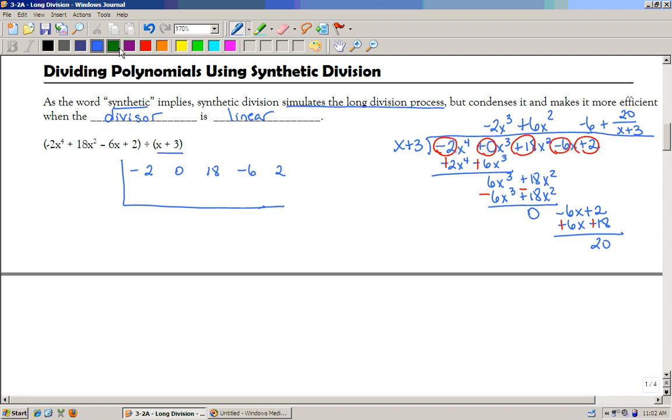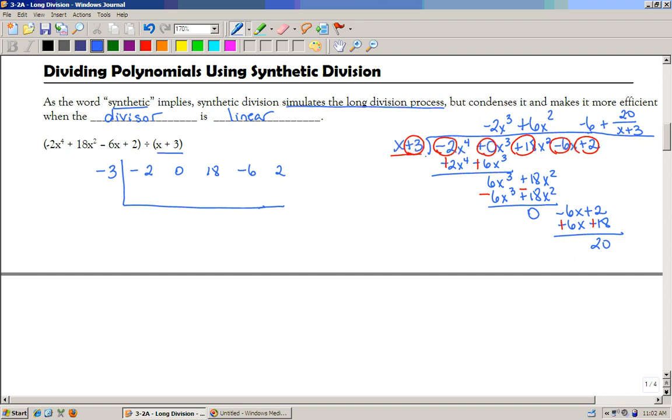Now at every single step of our long division problem, we had to keep changing the signs all the way through. We're going to take care of that in the first step. So you're dividing by x plus 3. We're going to eliminate the variable again, and then we're going to change the sign of your divisor. So the number on the outside is -3.